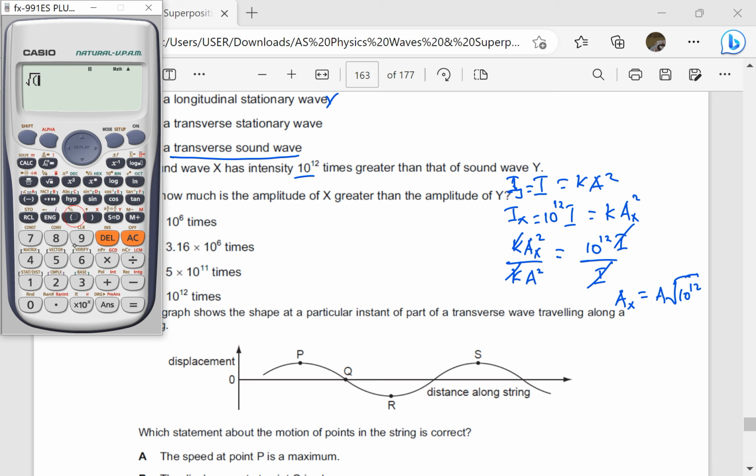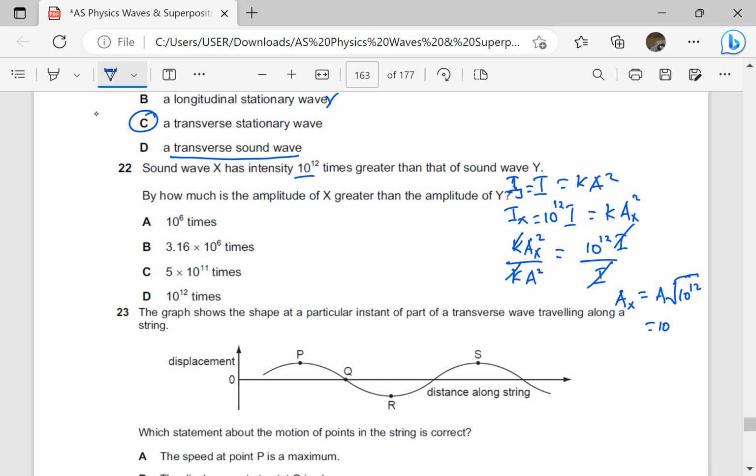Root of 1 exponent 12. So that is 1, 2, 3, 4, 5, 6. 1 times 10 power 6. So it is 10 power 6 times A. So the answer here is going to be 10 power 6 times A. So the answer is A.